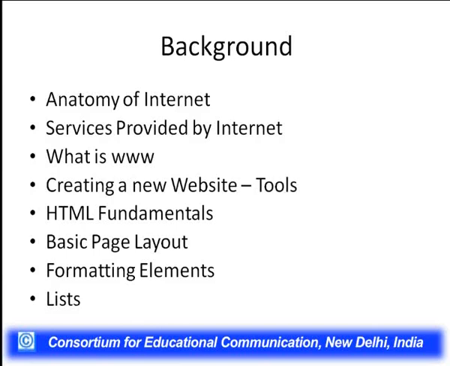So in the last lecture we had discussed the anatomy of the internet, how the internet works, and we had seen that the internet is a client server platform which uses various protocols for information exchange, and there are a number of services which are provided by the internet. www is just one of them. www is the World Wide Web, an interconnection of a large number of web pages which are linked to each other.